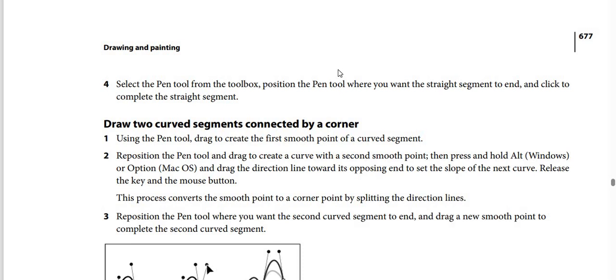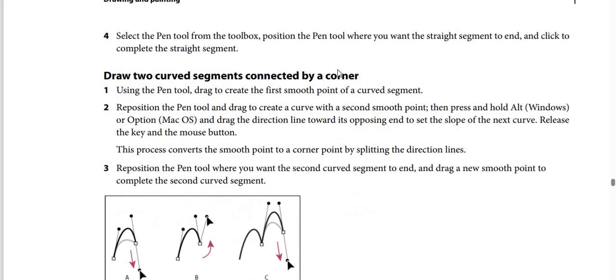Step number 2. Reposition the pen tool and drag to create a curve with a second smooth point. Then press and hold Alt if you use Windows or Option if you use macOS, and then drag the direction line toward its opposite end to set the slope of the next curve, and release the key and the mouse button. This process, by the way, converts the smooth point to a corner point by splitting the direction lines.